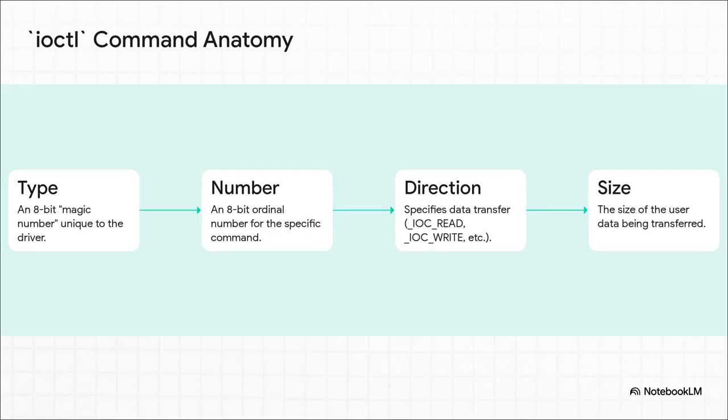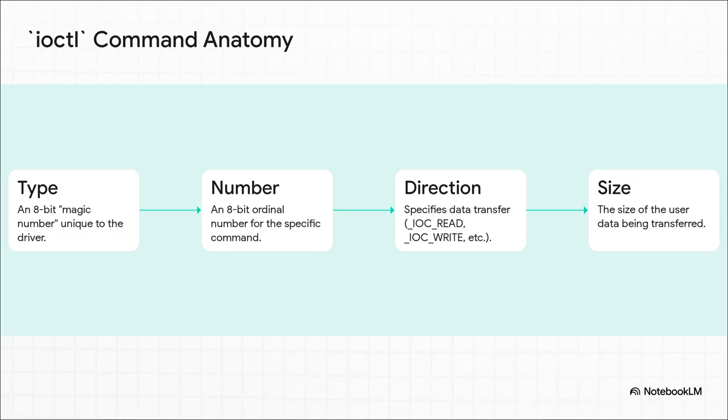So how does this actually work? How do you define one of these commands? Well, it's not just some random number. It's this really clever 32-bit integer that's broken up into 4 parts. First, you've got a magic number, which makes sure the command is actually for your driver. Then there's an ordinal number for the specific command you want to run. Then a direction, which says if we're reading data, writing data, or neither. And finally, the size of that data.